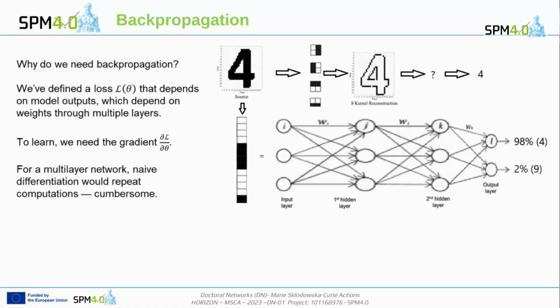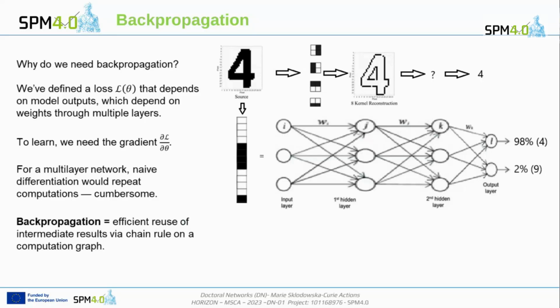So sure, we could manually calculate how much we need to change these and then how much that affects these and so on. But that's not very computationally efficient. So we actually have a tool for this, which is backpropagation, which uses the chain rule on the computational graph.